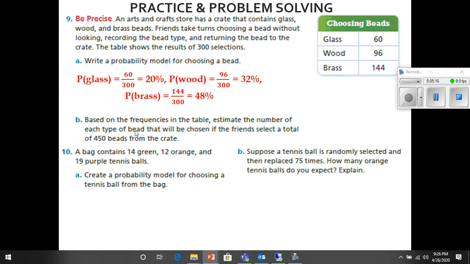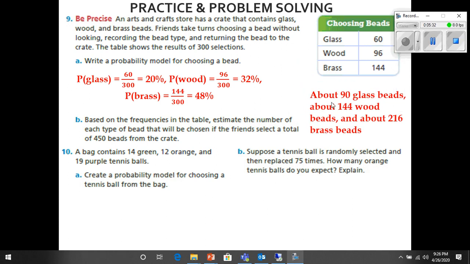Now, based on the frequency in the table, estimate the number of each type of bead that will be chosen if the friends select a total of 450 beads from the crate. Well, about 90 glass beads, about 144 wood beads, and about 216 brass beads. Now, remember, all we're doing is taking this 450, cross-multiplying it to the number that's there.